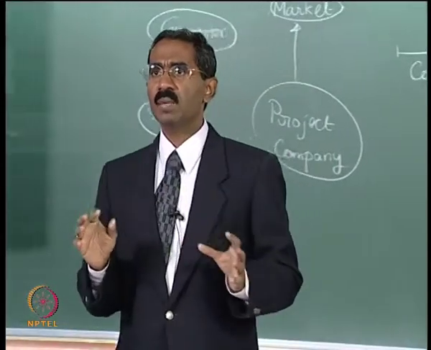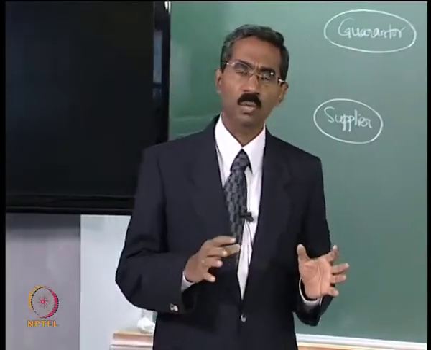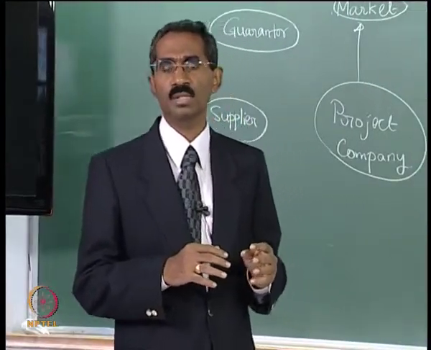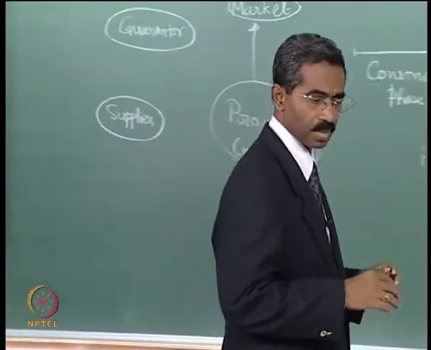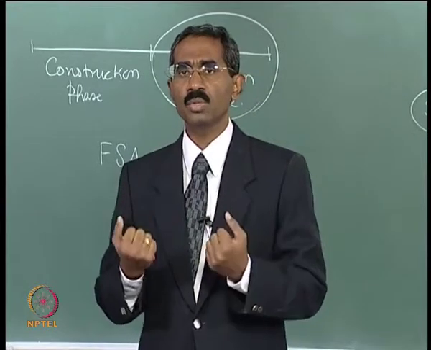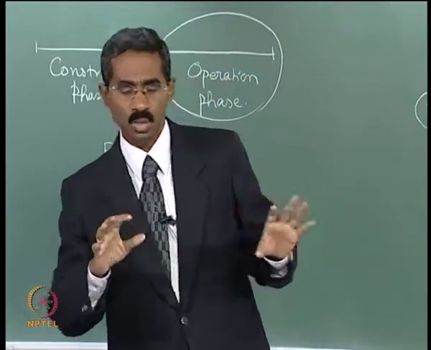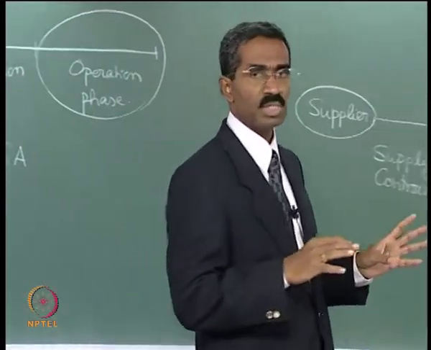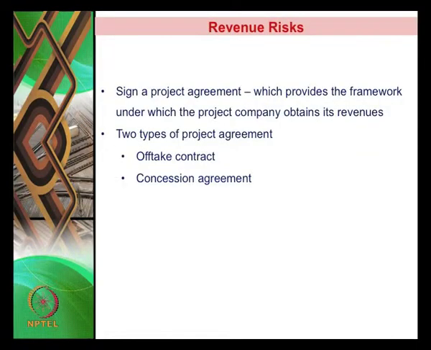So this project agreement provides a framework under which the project company obtains its revenues. The agreement will clearly mention the basis on which the revenues are going to come for the project. So broadly, project agreements can be classified into two types. One is your offtake contract and your concession agreement.